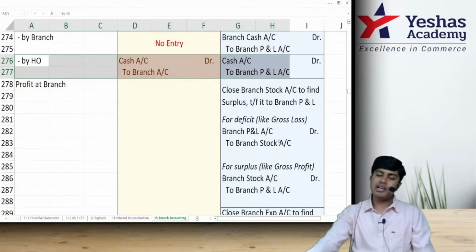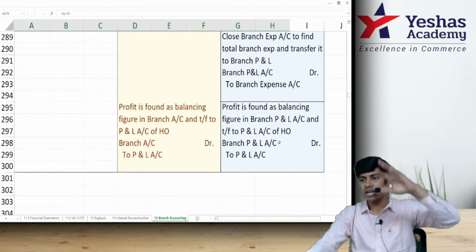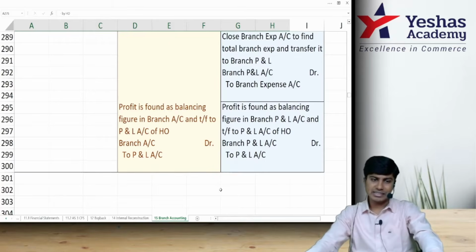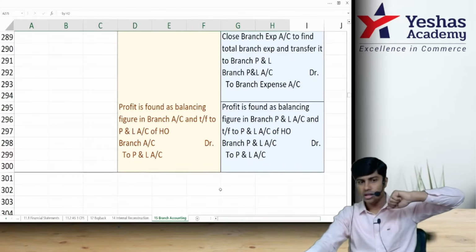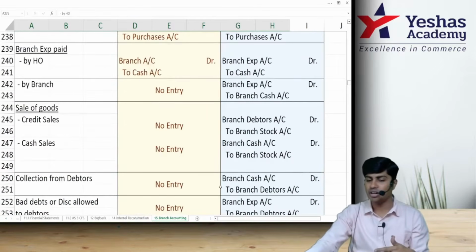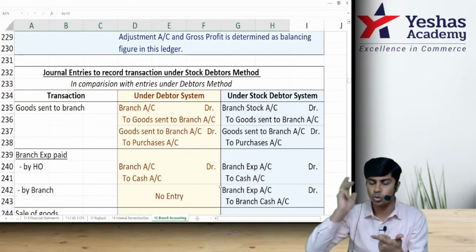Understood? Ultimately, all of this is done to determine profit. Once we find profit, that profit will be transferred from branch P&L to head office P&L under debtor system. Head office P&L will be credited, branch P&L will be debited. And one thing that you would notice in stock debtor system, to identify profit, close every ledger: close debtors, close cash, close expense, close petty cash.